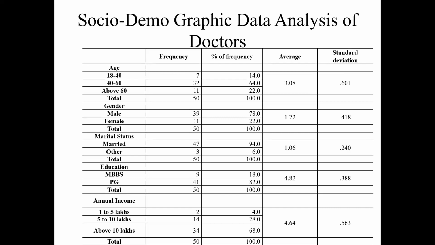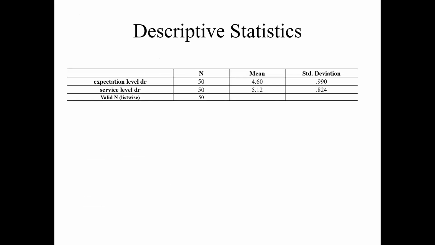So this is the socio-demographic data analysis of doctors. I'm crossing through it because of time shortage. The descriptive statistics: the N value is 50. The mean is 4.60, and for the service level of doctors it is 5.12. The standard deviation is 0.990, and 0.824 is the standard deviation for service level of doctors.